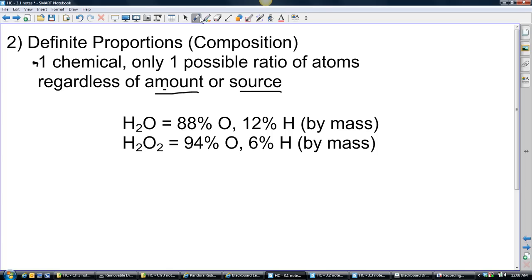So the 2 situations we have here, we've got water and we've got hydrogen peroxide. Chemically, water that we drink is 88% oxygen and 12% hydrogen by mass, and that's what it is. Any other percentages of oxygen and hydrogen in a chemical make it something other than water. If you notice here, peroxide is 94% oxygen and 6% hydrogen by mass. Again, if the percentages are anything else, then it's a completely different chemical. Right? There's definite proportions, one and only one way that a very specific chemical can exist.